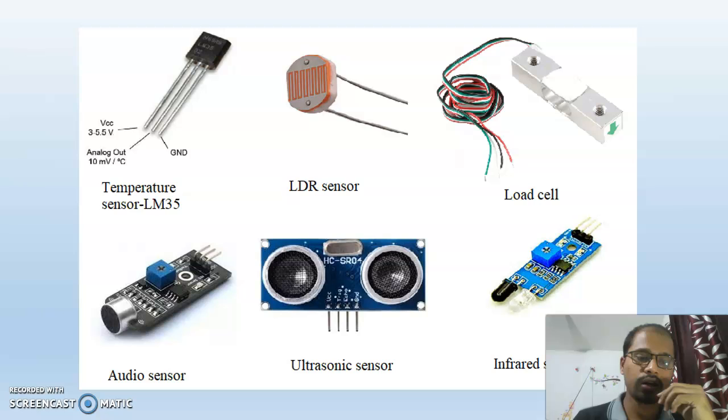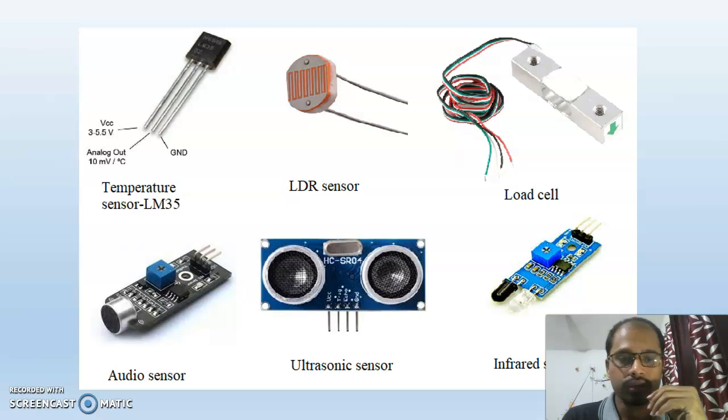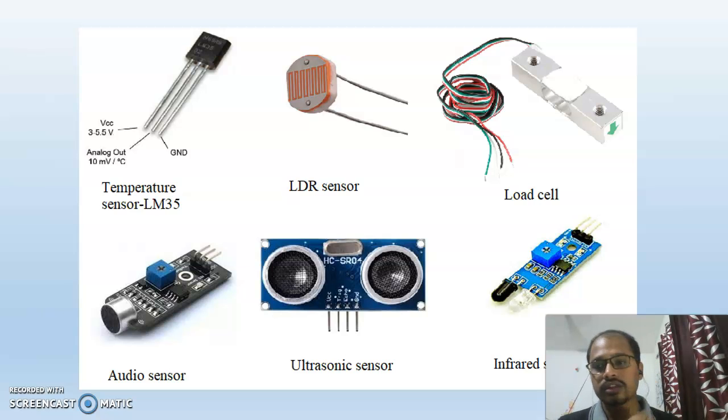So for example, there are a number of sensors available to sense various parameters. Out of this, I have taken some examples here. You may be aware of these sensors. The temperature sensor is a very often used sensor, the LM35, a 3-pin IC which senses the temperature. This 3-pin sensor has an input voltage from 3 volt to 5.5 volt, and there is a ground pin.